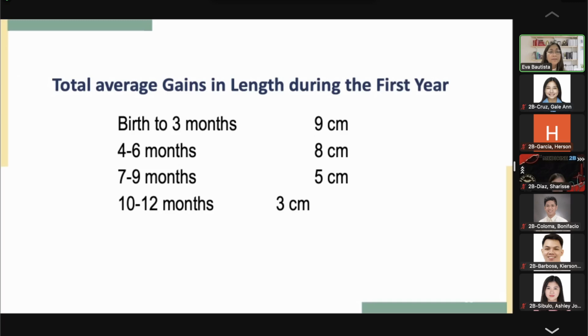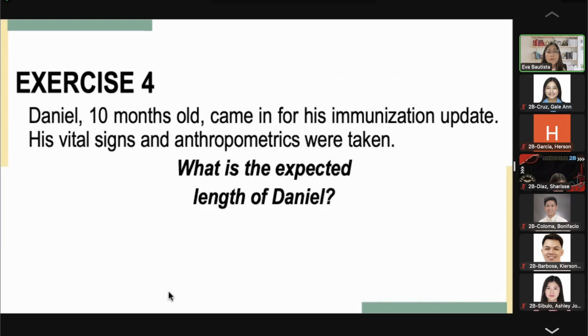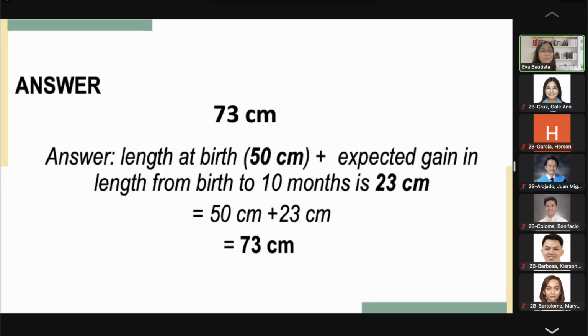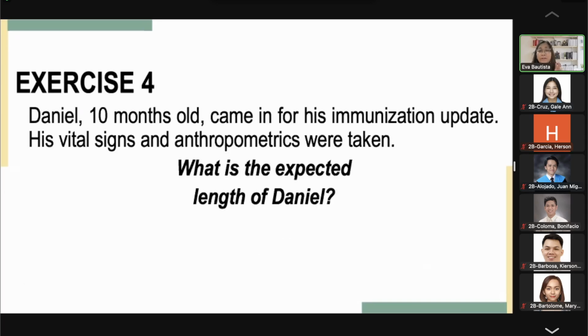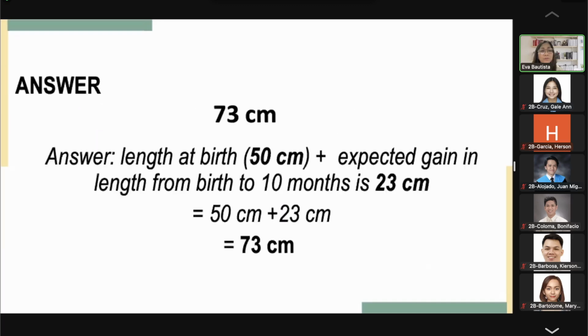Okay. So 62 centimeters. How about Daniel? What is the expected length of Daniel? 73 centimeters po. Yes, thank you, Juan Miguel. Okay, 73 centimeters. Again, in the scenario, the birth length was not provided. So we will assume it to be 50 centimeters. And how did you achieve the 73 centimeters? This is a 10-month-old, okay? Where did you get the 23 centimeters?